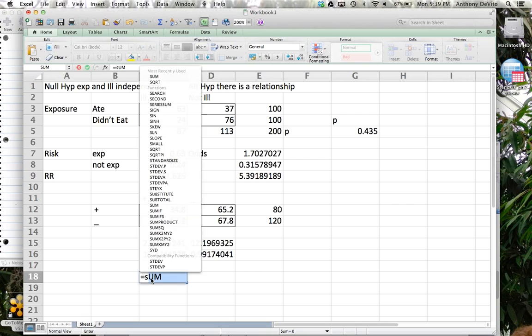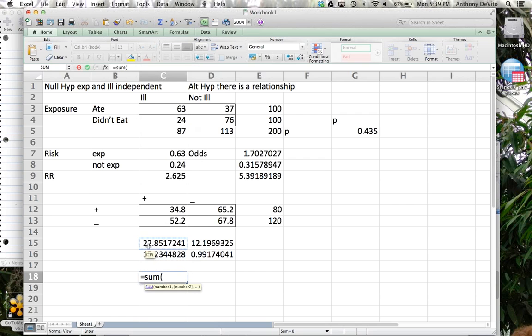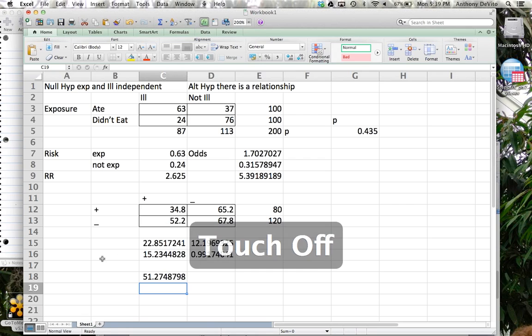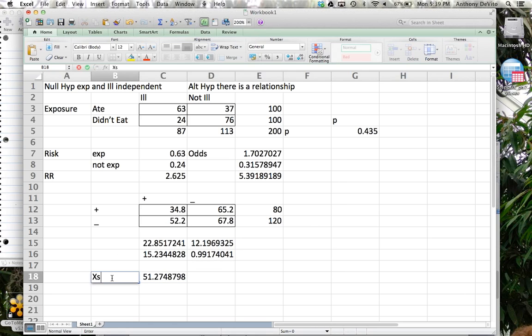Our chi-square value is going to be the sum of all of these values. And you can see already that our chi-square value is quite large. Our chi-square value is much larger than the critical value that we need to reject our null hypothesis. So is everybody comfortable with that calculation?